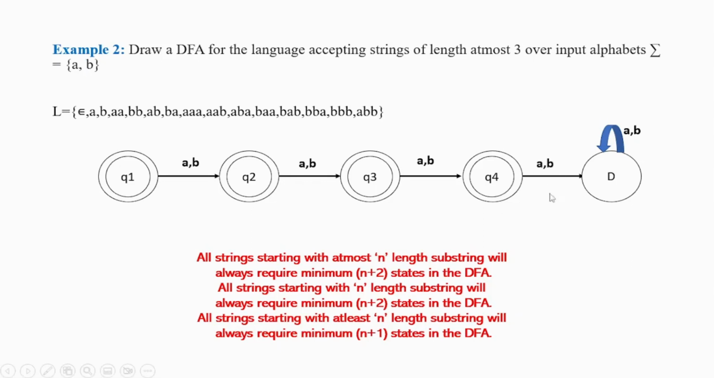We will not be having this dead state because it is at least 3. So it will be accepting all the strings of length at least 3. So 3, 4, 5, 6, 7, it will accept all the strings, right? So in that case, the number of states will be n plus 1. So always remember, at most n, it is n plus 2. Exactly n, n plus 2. At least n, it will be n plus 1.